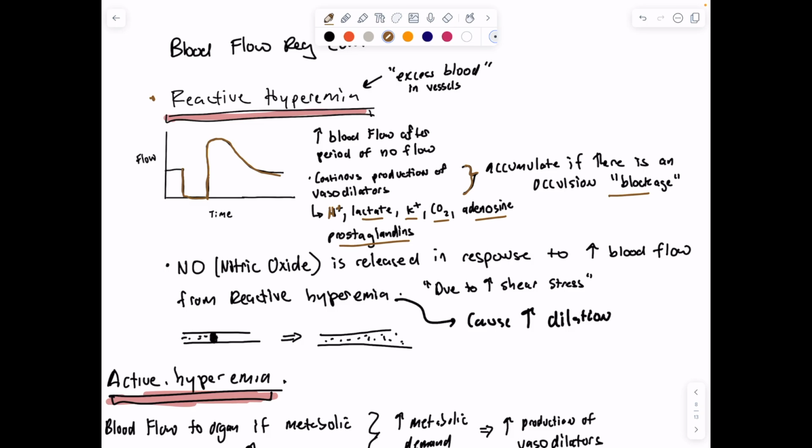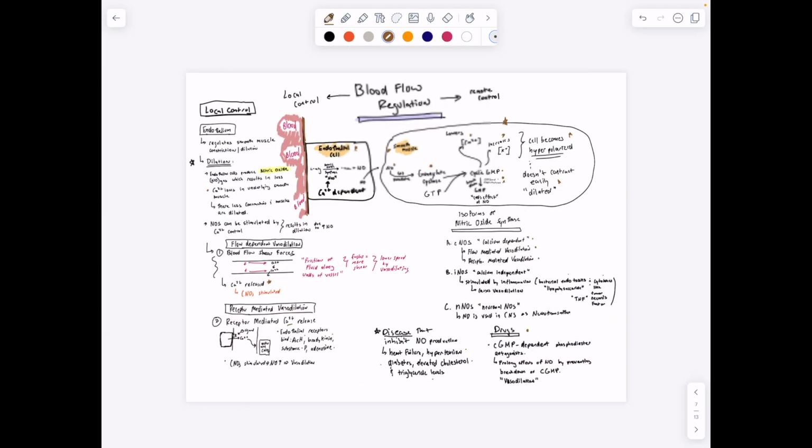All right. One of the interesting things here is that after you have increased blood flow, nitric oxide is going to be stimulated due to the shear forces on the vessel walls from the increased blood flow, and so more calcium will be released. Right, this is what we said happens in flow-dependent vasodilation.